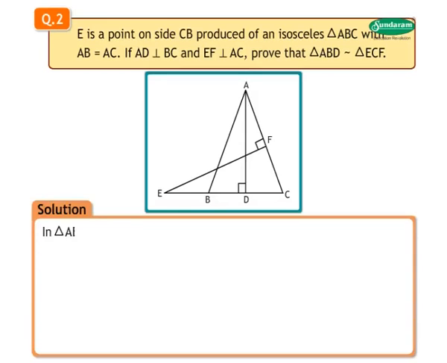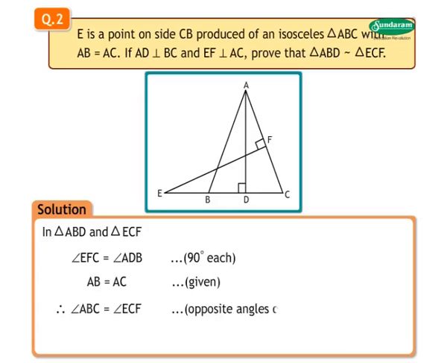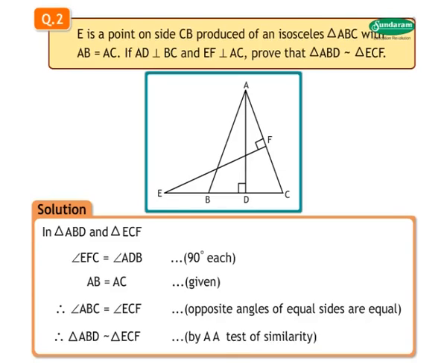Solution. In triangle ABD and triangle ECF, angle EFC is equal to angle ADB as each of them are 90 degrees. It is given that AB is equal to AC. Therefore, angle ABC is equal to angle ECF as opposite angles of equal sides are equal. Therefore, triangle ABD is similar to triangle ECF by AA test of similarity.